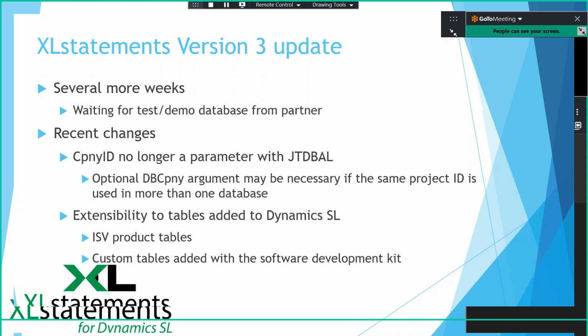JTDBal, the only thing it requires now, and of course you can use master or whatever for these, is your account category, your project, and your task. So we're no longer asking for a company ID at all. And if you want to filter by company ID, you can do that by using the new filtering capability that's in version 3.